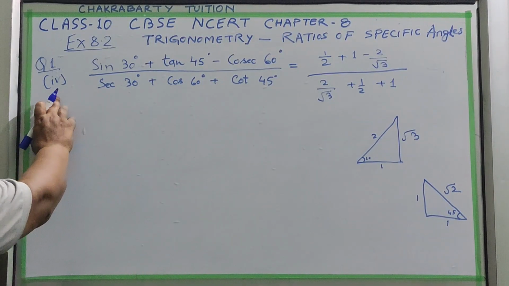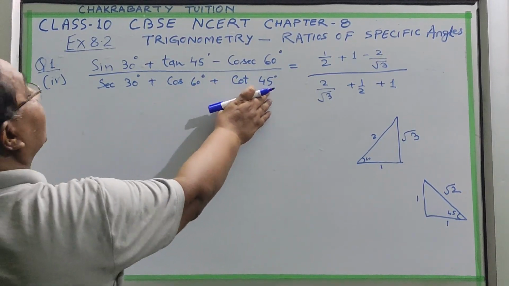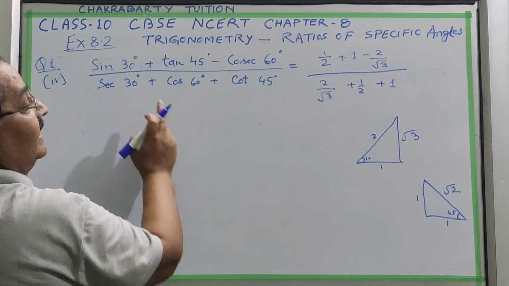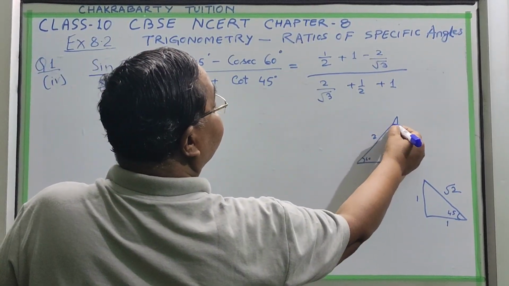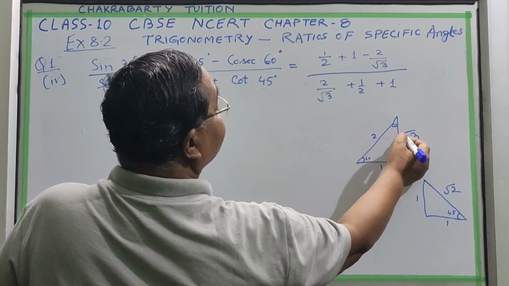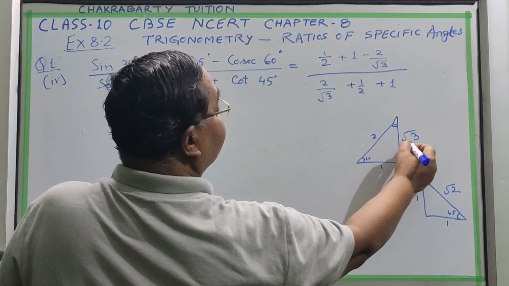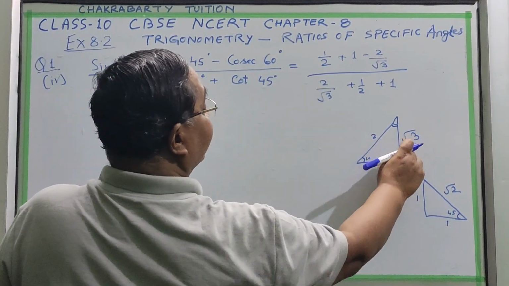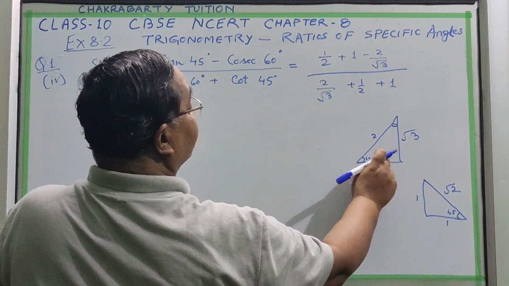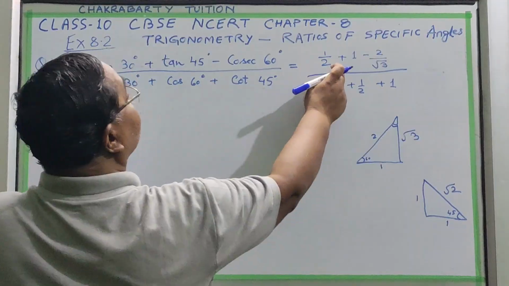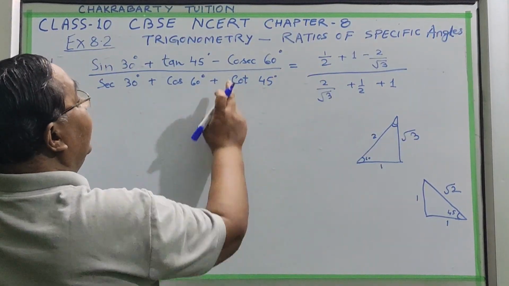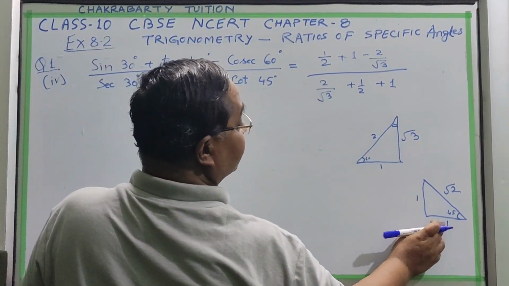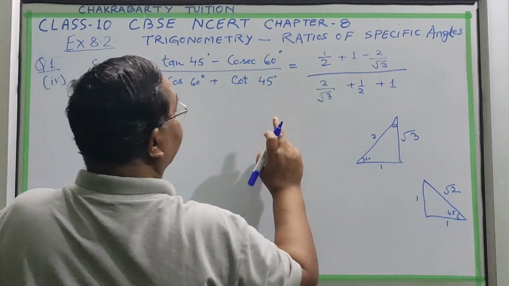Now in the 4th question we have written the question. It is sine 30. Sine 30 means from this side, from here you have to take sine 30. So this becomes your base. Sine 30 will be perpendicular upon hypotenuse, means 1 upon 2. That's why 1 upon 2 we have written. Tan 45. Tan 45 means 1 upon 1. So 1 we have written.